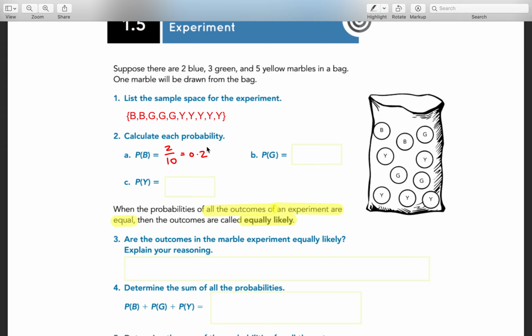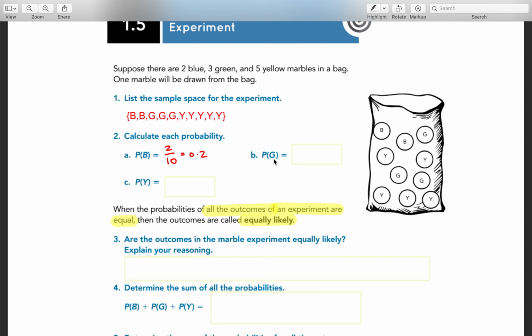This also can be written as a percentage. You move the decimal place to the right twice, and you get 20%. Just a reminder that probabilities can be expressed as a fraction, a decimal, and a percentage as well.